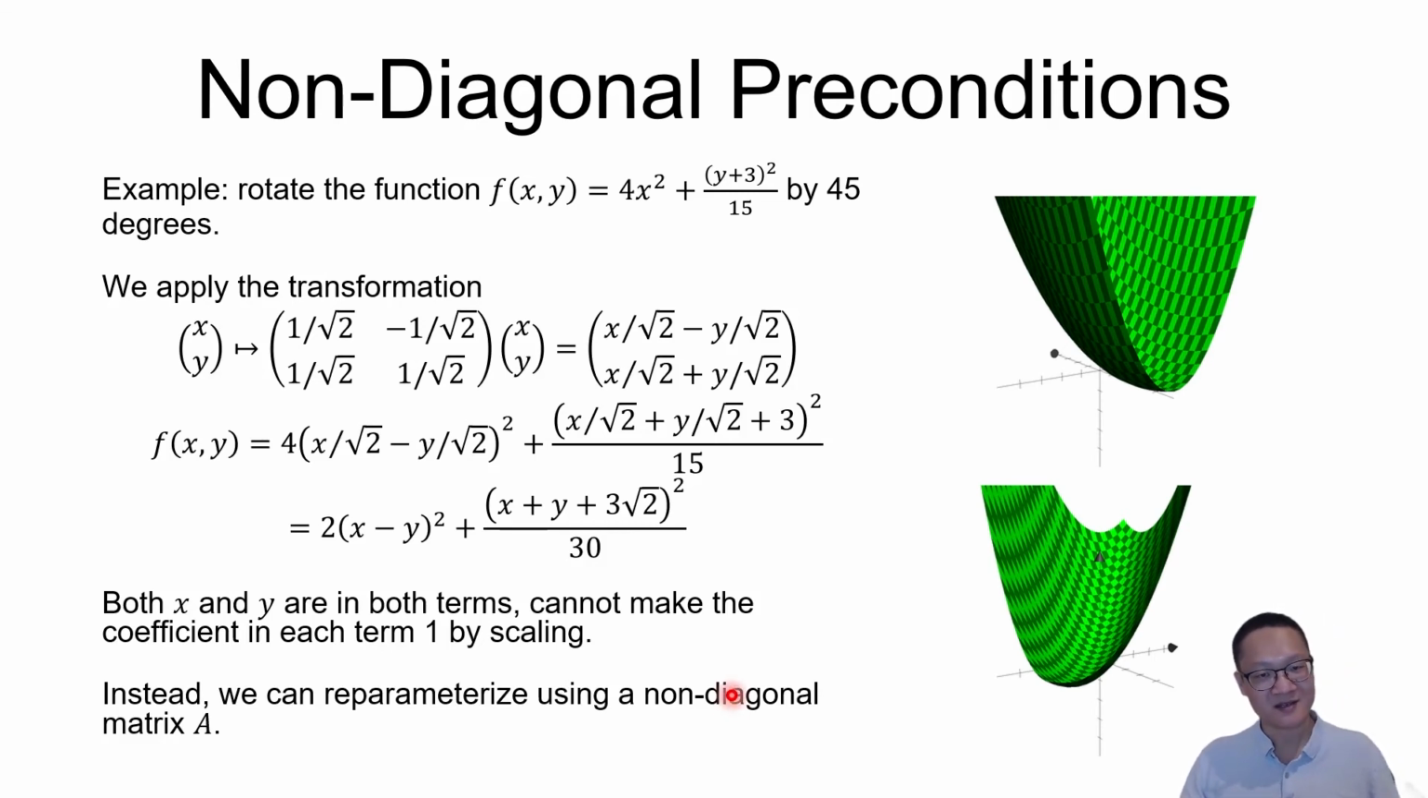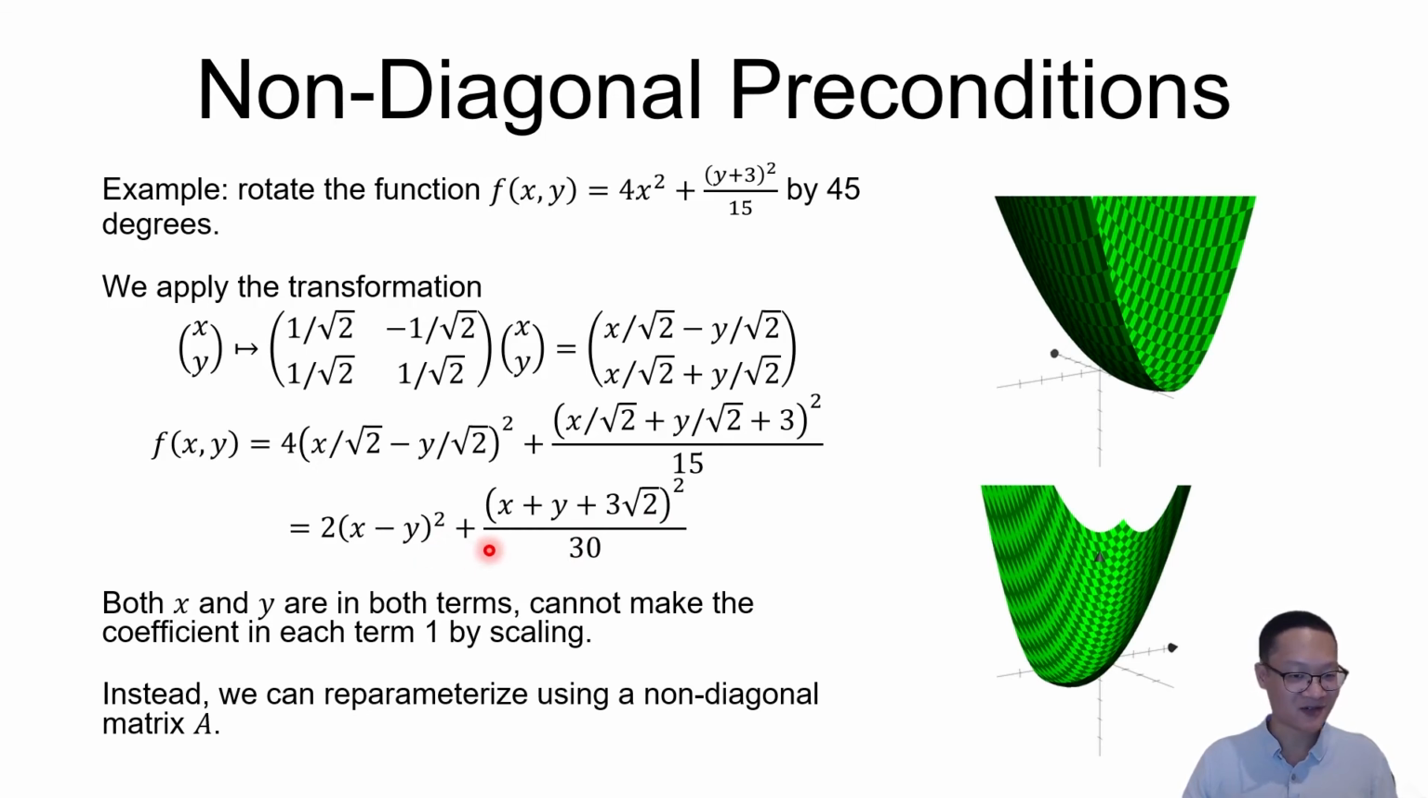Okay, just to demonstrate this, I'm going to create an objective function by hand. We're simply going to rotate this paraboloid by 45 degrees. In assignment 1, you have seen the rotation matrix, so we're going to rotate all the xy's by 45 degrees. I'm going to skip the math over here. If you do that and plug everything into f, you get the new f function. So this is (2x minus y) squared plus (x plus y plus 3 root 2) squared over 30.